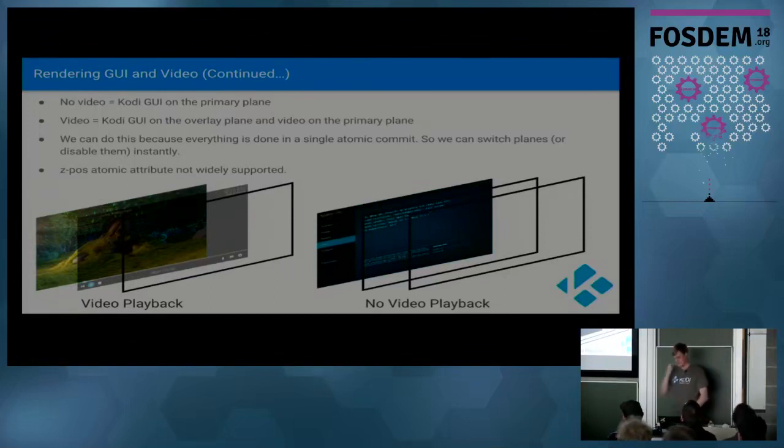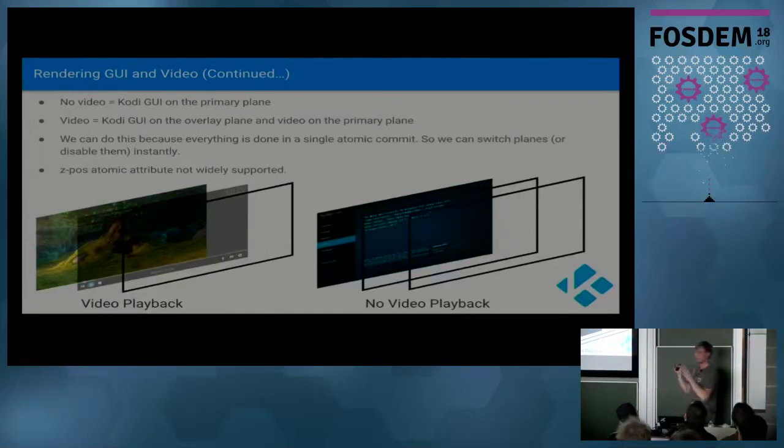So what we actually do in Kodi now is we get a frame and we pass it to the plane for video playback. And the video playback really wants to be in the primary plane. And we want to do this because the overlay plane is made to be in front of the primary plane. And so we put the Kodi GUI into the overlay plane.